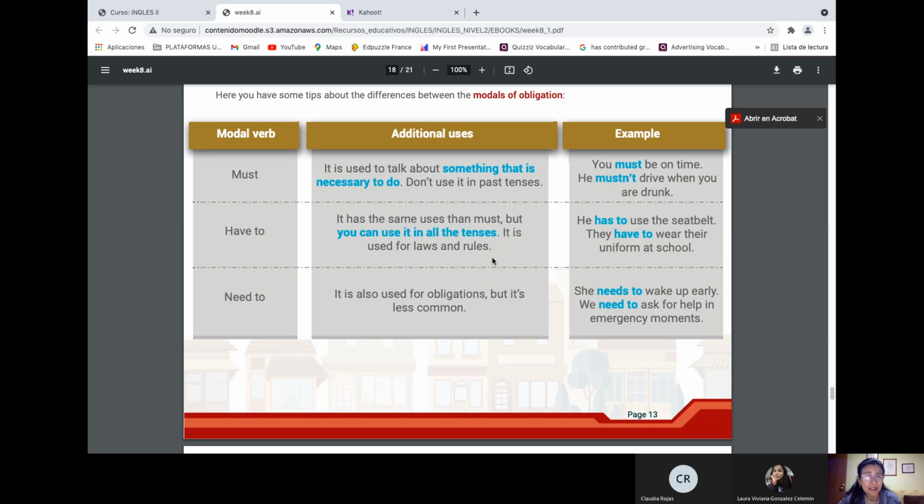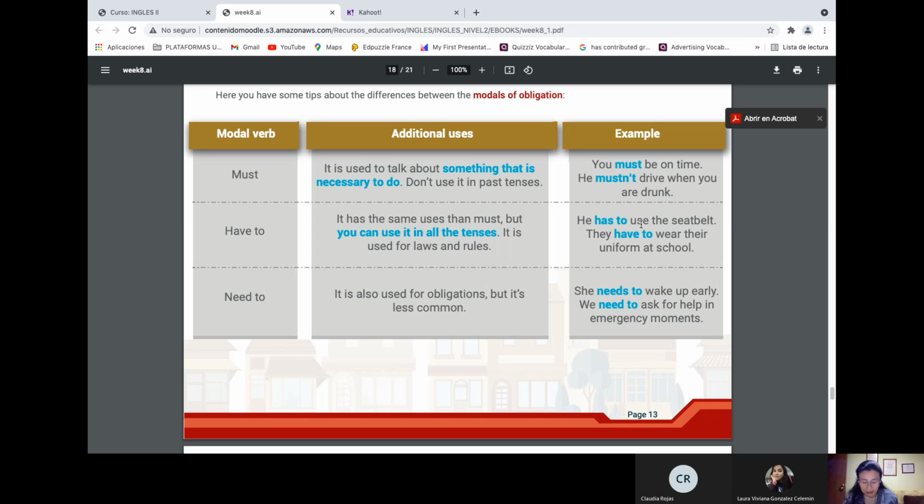In negative way, doesn't have to or don't have to, is when you express something that is not necessary to do. For example, some students don't have to go to tutorings because it's not necessary for them. They are very good at English and they don't have to attend tutoring sessions. It's not necessary. Don't have to or doesn't have to.